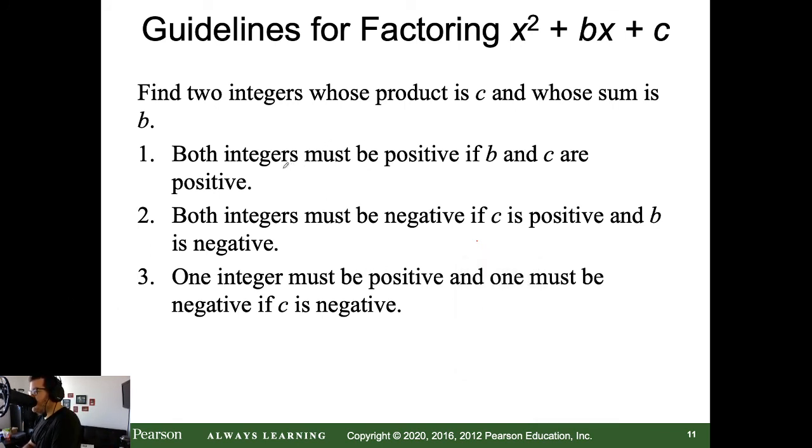So, this kind of just clears up that chart that I was trying to say earlier. If B and C are positive, so if this is positive, your factors will both be positive. If both are negative, one is positive and the other one is positive, and it kind of just covers that chart that I said.